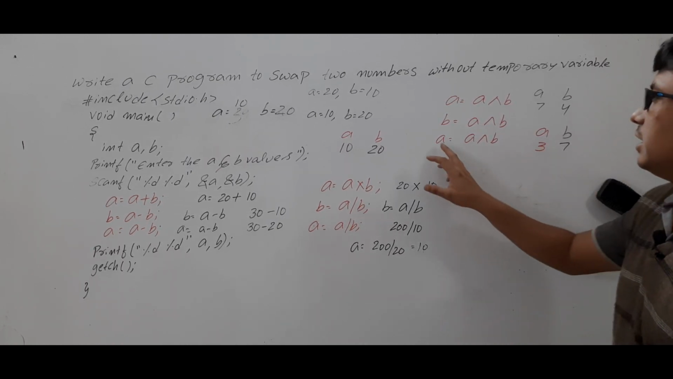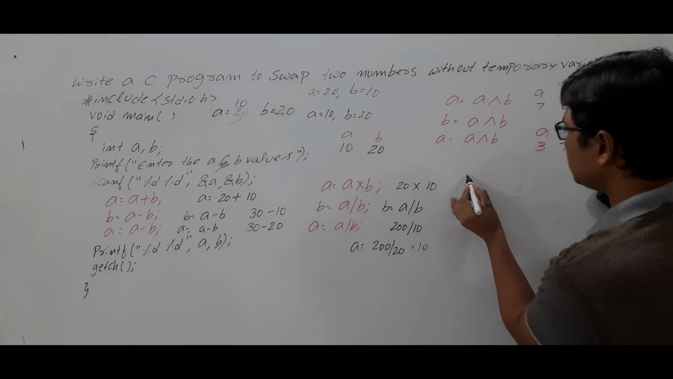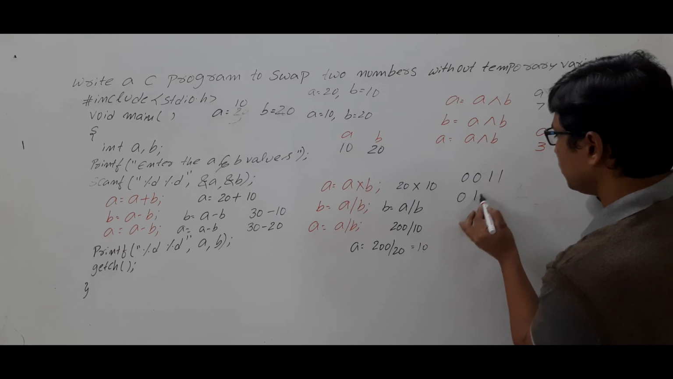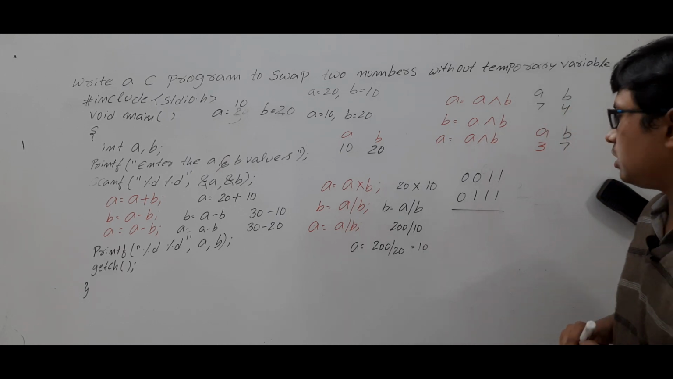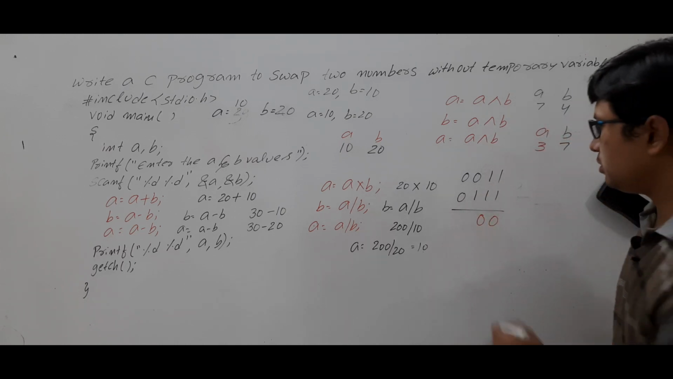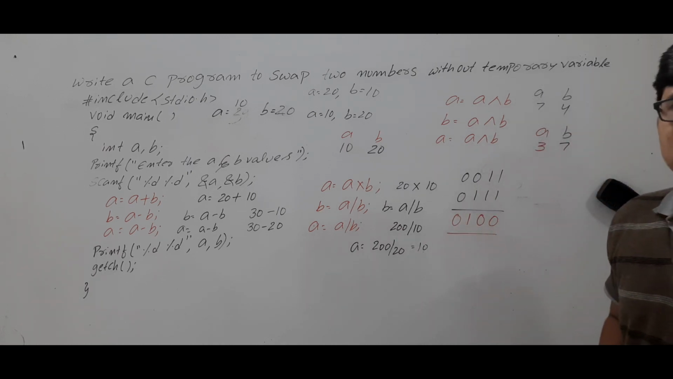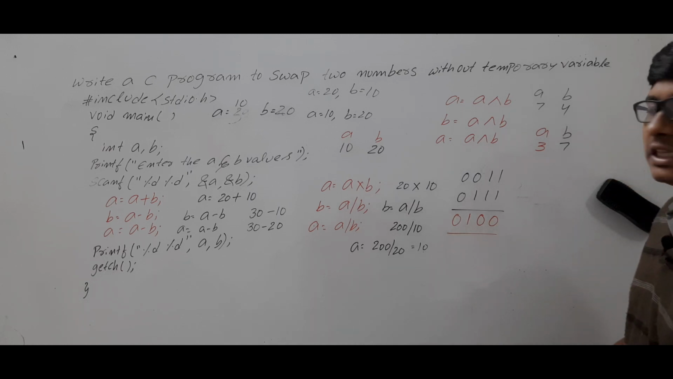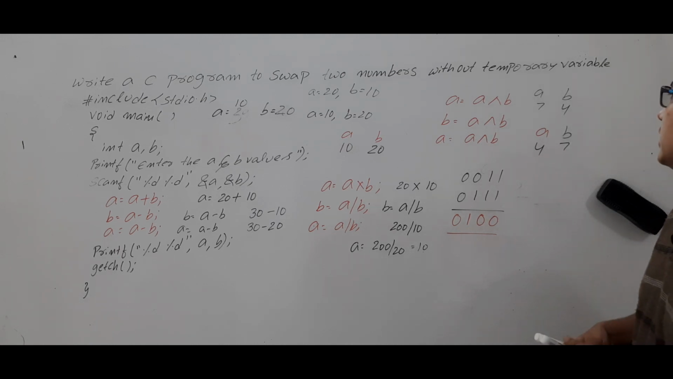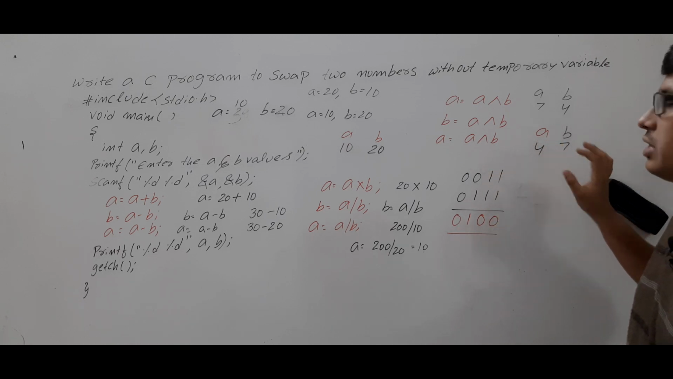Now what is the next step? A is equal to A exclusive OR B you need to perform. What is the A value? A value is 3, which is 0011. B value is 7, so 0111. If I perform the exclusive OR, 1 exclusive OR 1 is 0, 1 exclusive OR 1 is 0, 0 exclusive OR 1 is 1, this is 0. So you are getting 0100, which is nothing but 4. Okay, so if you look at here, initially we have taken the A value as 7 and B value as 4. After performing the swapping, we got the A value as 4 and B value as 7.